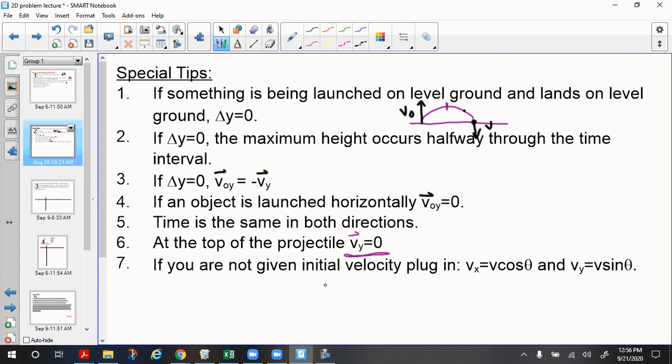And if you are not given an initial velocity components, then you're going to plug in for Vx, V cosine theta, and for Vy, V sine theta.